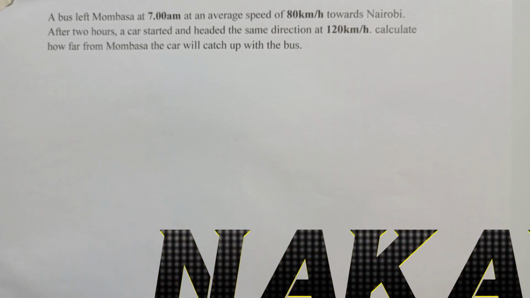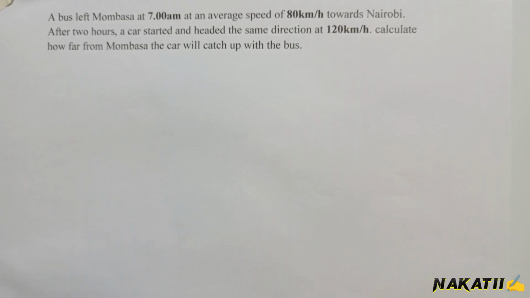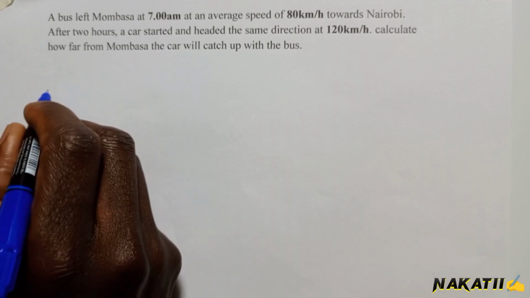A bus left Mombasa at 7 a.m. at an average speed of 80 kilometers per hour towards Nairobi. After 2 hours, a car started and headed the same direction at 120 kilometers per hour. Calculate how far from Mombasa the car will catch up with the bus. You can come up with a diagram.